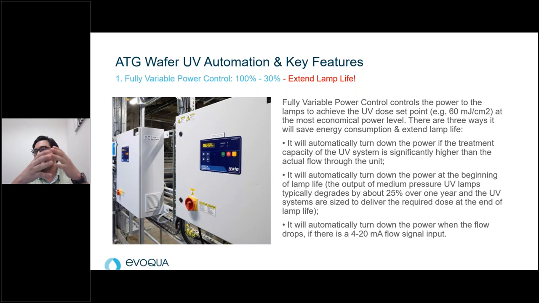As I mentioned before, when there's a buildup of pressure that reduces your system flow rate, the UV can be connected to a flow meter so that it will reduce the intensity based on the drop of flow. Therefore, it will increase the life of the lamp and also the system.